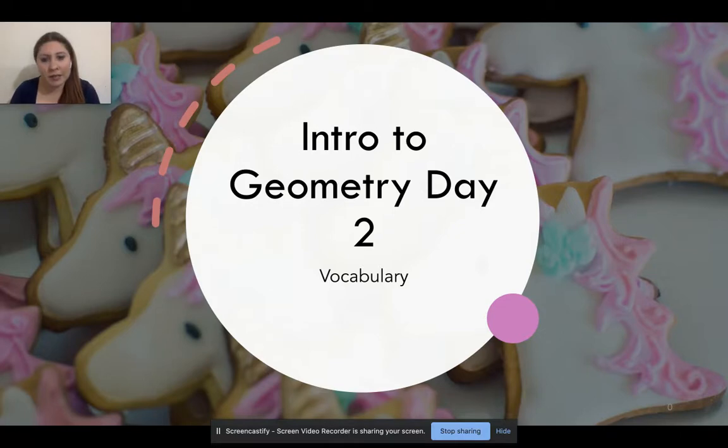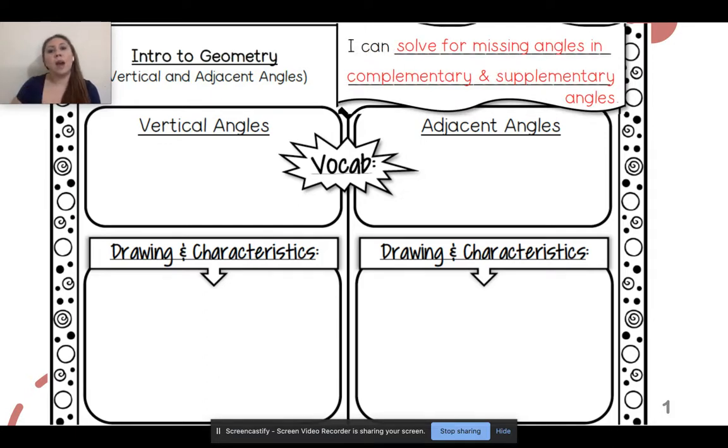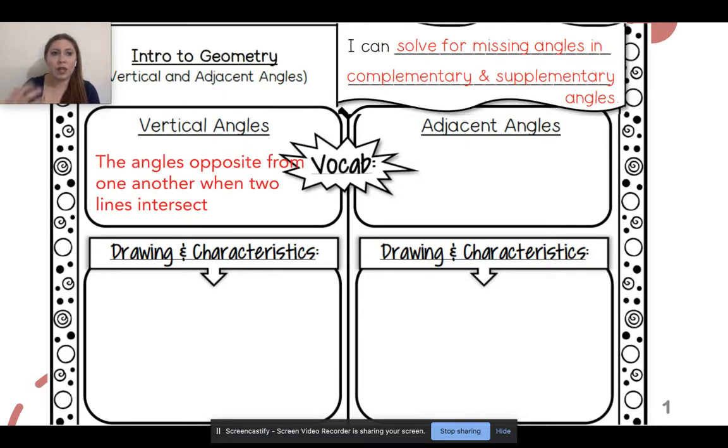Today is our second day into Intro to Geometry. We're going to be talking about vertical and adjacent angles. What should you be able to do? You'll be able to talk about missing angles when it comes to complementary and supplementary angles. We're going to be dealing with a lot more of that tomorrow, but today is the beginning of adding angles together and finding a missing piece.